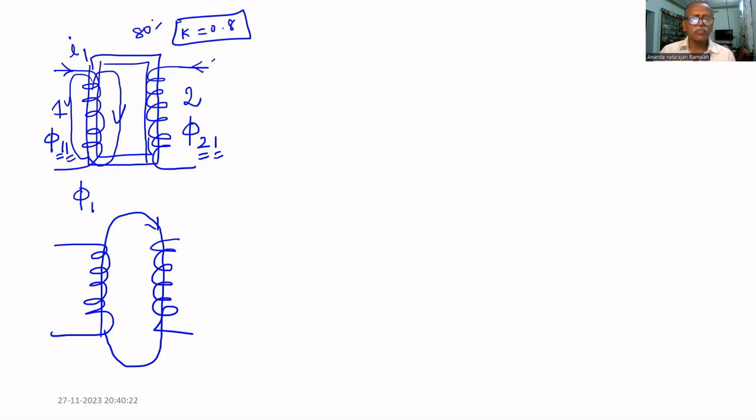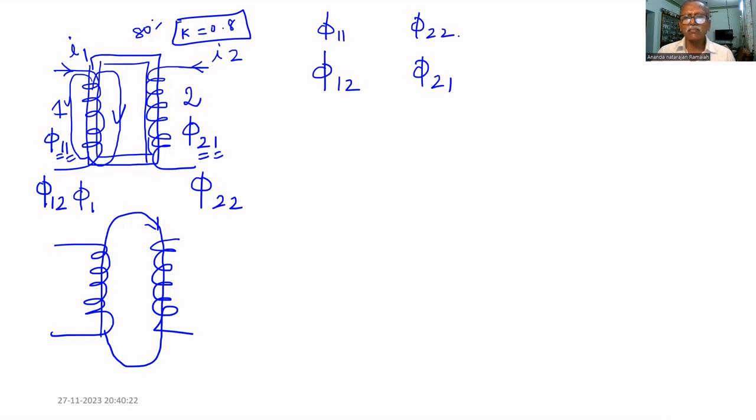Similarly, if current I2 flows through the second coil, it also produces flux, called phi 2,2. The flux linked with the first coil is phi 1,2, because of current I2. So phi 1,2 is the flux produced by the second coil linked with the first coil. Phi 2,1 is the flux produced by the first coil linked with the second coil. Phi 1,1 is the flux produced by the first coil because of I1. Phi 2,2 is the flux produced by the second coil because of current I2.